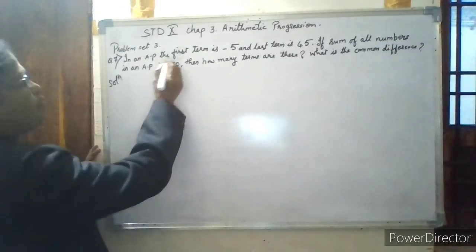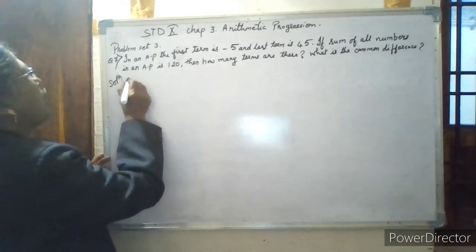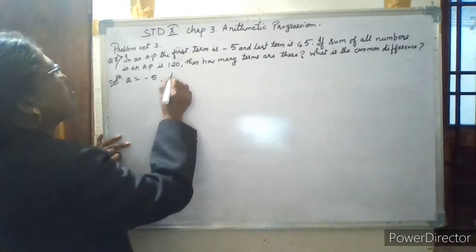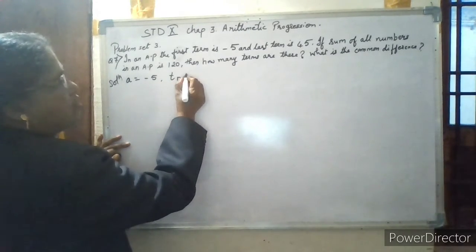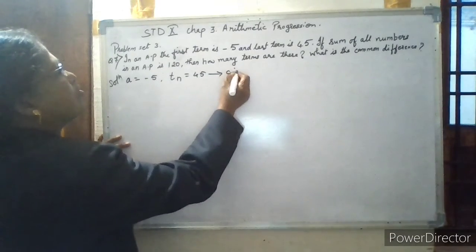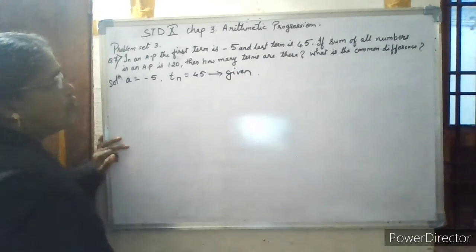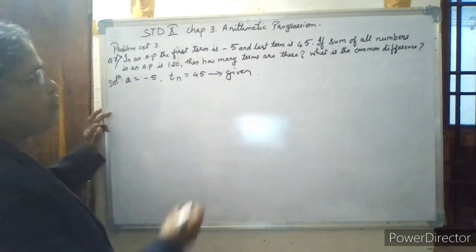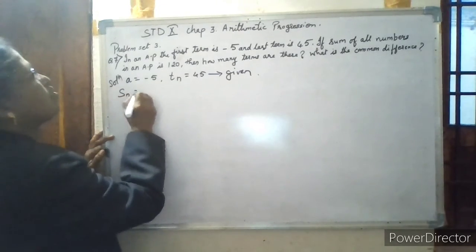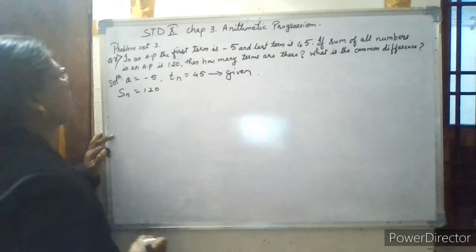So what is given? The first term a is equal to minus 5, and the nth term is equal to 45. This is what is given. Now, it is further given that the sum of all the terms of an AP, the sum of n terms, is equal to 120.